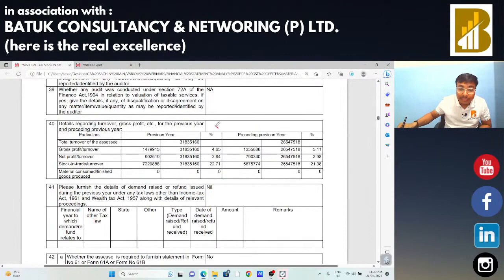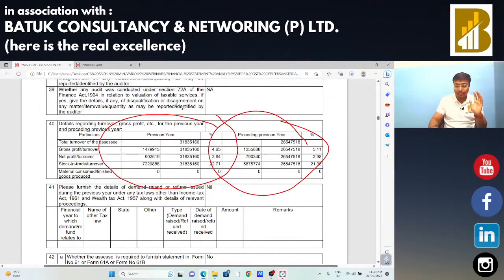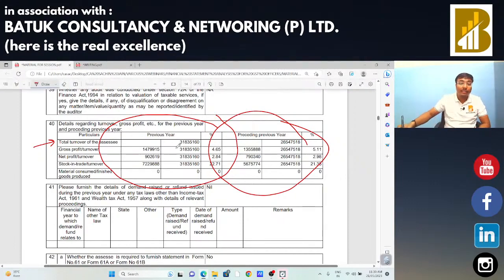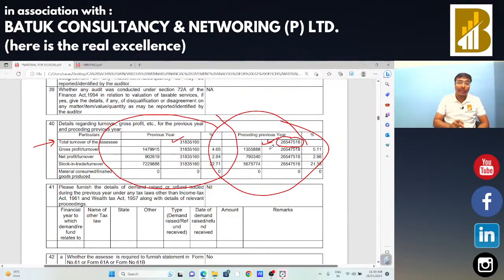The next point is related to what I said at the start: we need to analyze the financial statement, and for analyzing the financial statement this is a very specific tool which is available in form 3CD. Just a comparison of the figures from the last year to the current year, you also get the ratios. In that particular case, the sales turnover of the assessee in the previous financial year was 3 crore 18 lakh, and in the current financial year was 2 crore 65 lakh 47,508. So we can get an idea there is an increment of sales, and the sales gradually increase, so there is no significant issue. We can also analyze the gross profit, the net profit, and the stock.